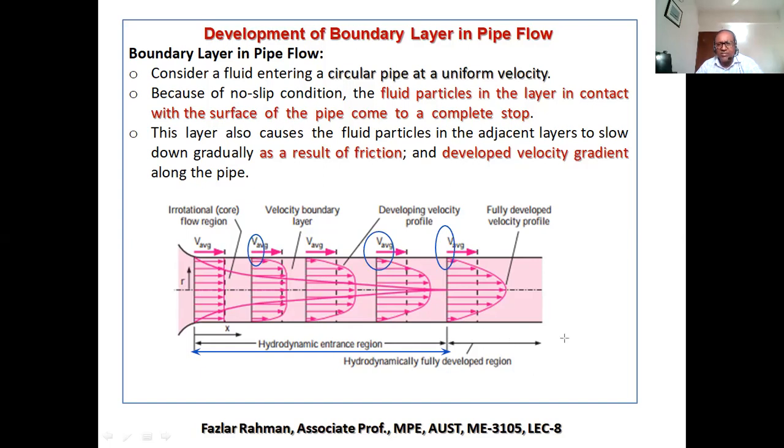So from here, you have the hydrodynamically fully developed region. So right over here, if you put something, some flow measuring device or pressure gauge or piezometer or orifice meter, you will get accurate data. So we need to know how you will calculate this length. Okay.